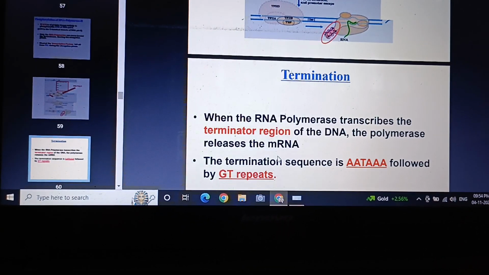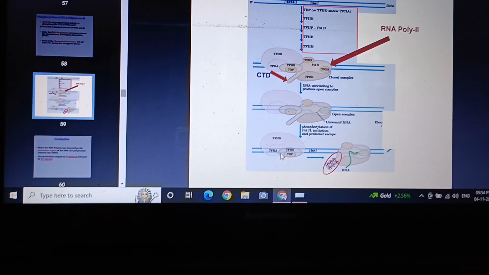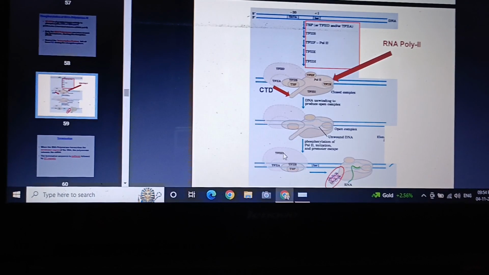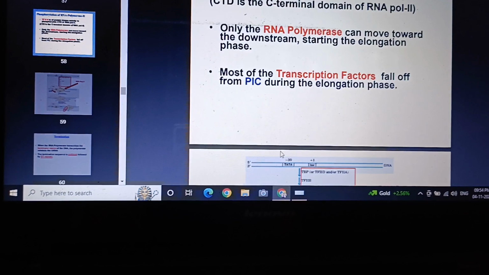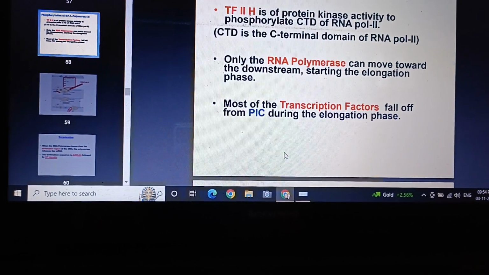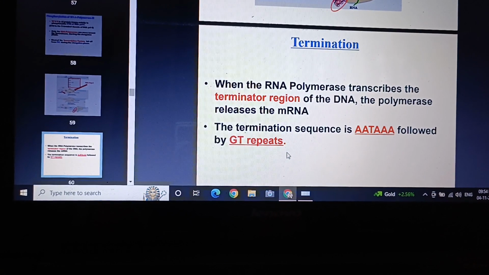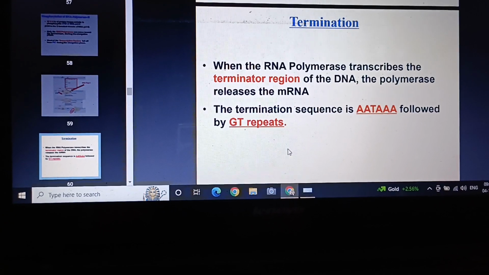Now we are coming to the termination. See here, the quite complicated portion is your initiation: the pre-initiation complex, recognition factors, transcription factors. These are the quite complicated things. After that it will move on smoothly.